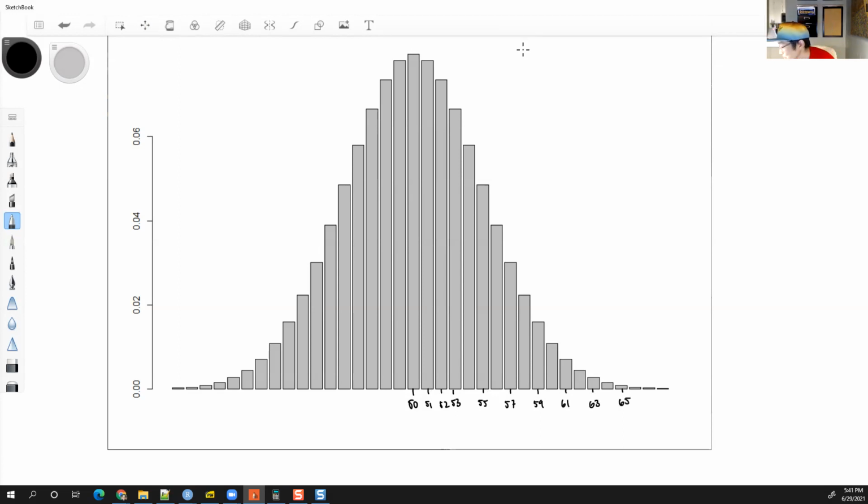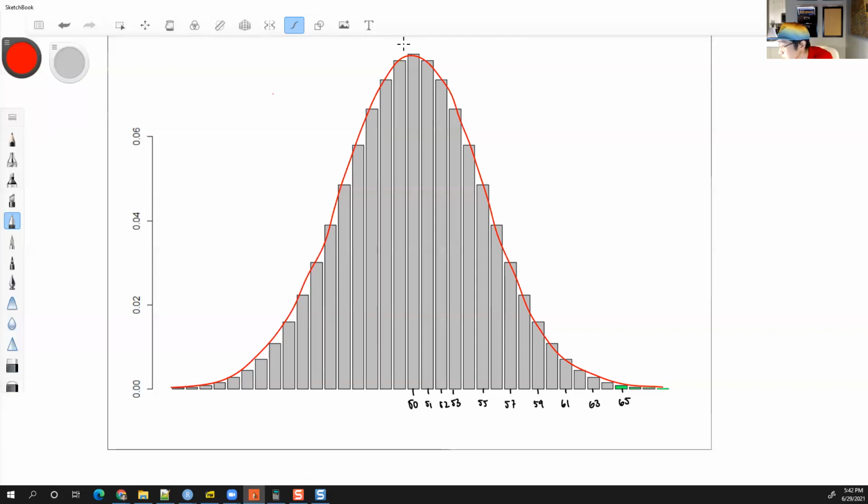So what I want to know is, what's the probability of being in this little zone here, and this zone, and this zone, and this zone. Basically, I can just draw a curve like this. This is basically a normal distribution.